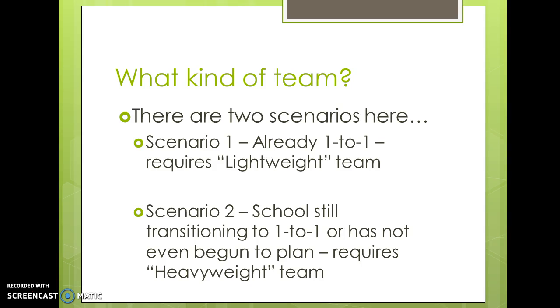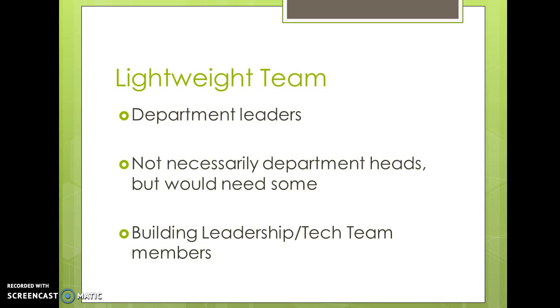It makes it tough. In scenario 2, though, I'm saying that's going to require a heavyweight team, so a little bit more emphasis there. And I'll talk about both of these teams and who I see being on those teams and why. So first of all, scenario 1, which required the lightweight team, here's who I foresee being on these teams. First of all, the department leaders.